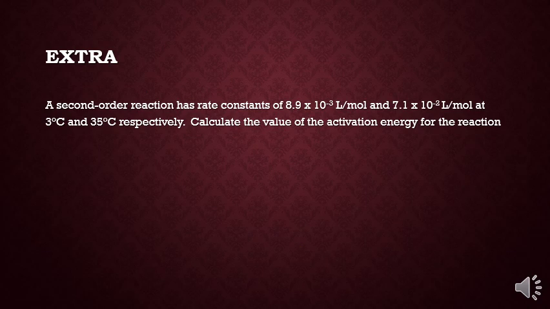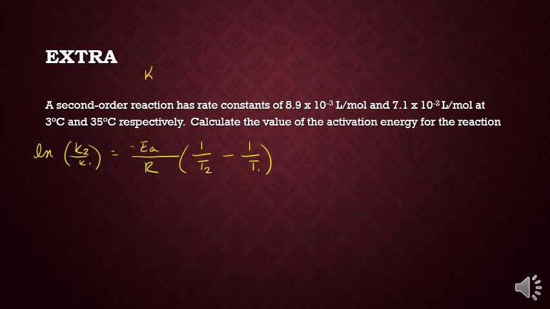This is a problem you should pay particular attention to. While you do not have to memorize this equation, you will have to use it. To calculate the activation energy, we're going to use the equation: the natural log of k2 over k1 equals the activation energy over R times 1 over T2 minus 1 over T1. Make sure temperatures are in Kelvin. Huge, huge important step. Kelvin.